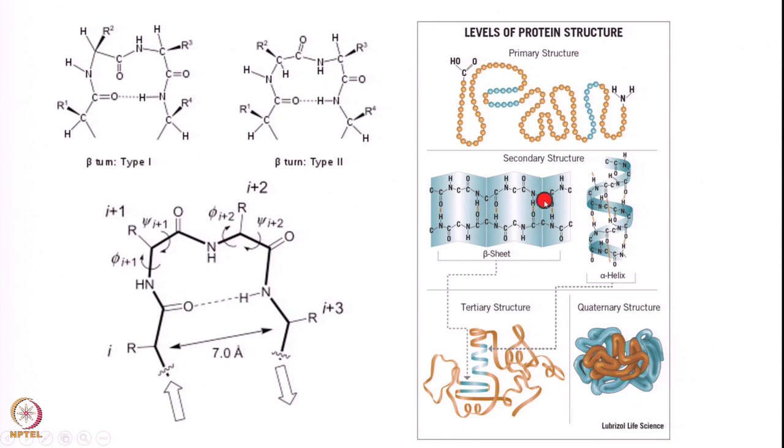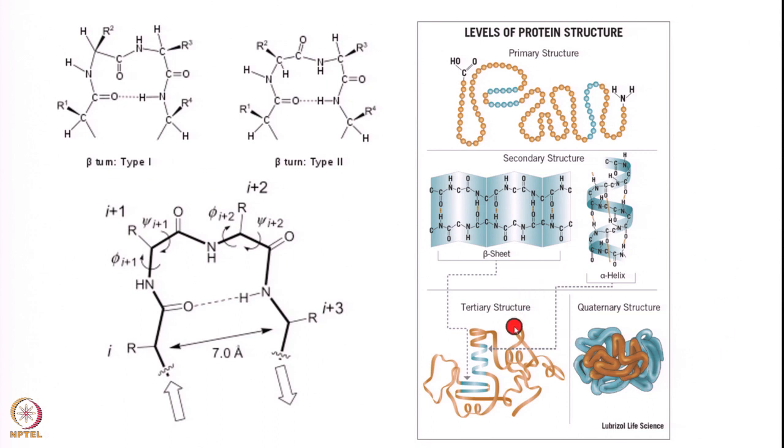this. They are perfectly positioned to form these sorts of hydrogen bonds, NH to CO, and then the NH CO here. Like that it continues. So, at very regular intervals, many hydrogen bonds are possible. This forms one type of beta sheet. This is called the antiparallel beta sheet. Okay, there can be others also.